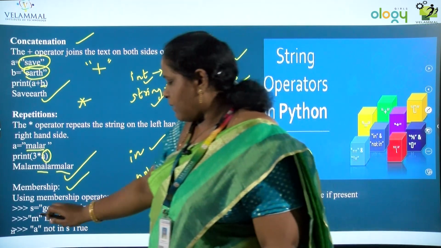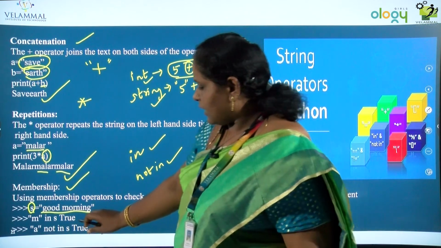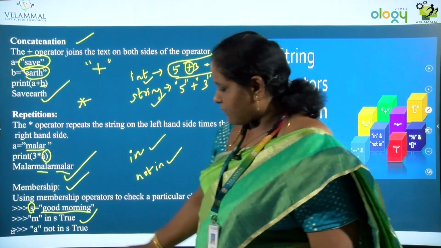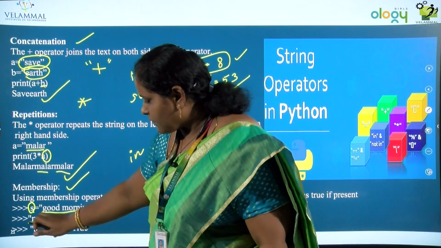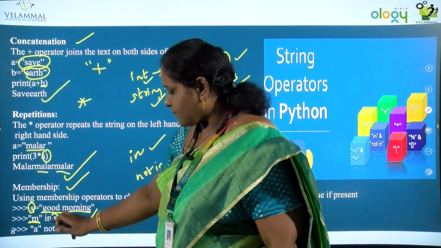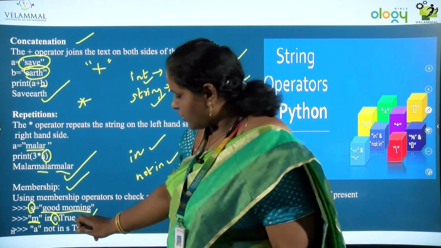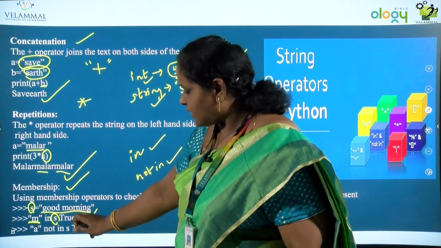Okay. So here I'm going to declare my string and I'm going to give the name as good morning. Under that I'm just going to check, see here carefully, whether my element, the character M, is present in the string S. If it's present, what is the answer it will display? It's going to check the Boolean condition and the answer will be displayed as true.